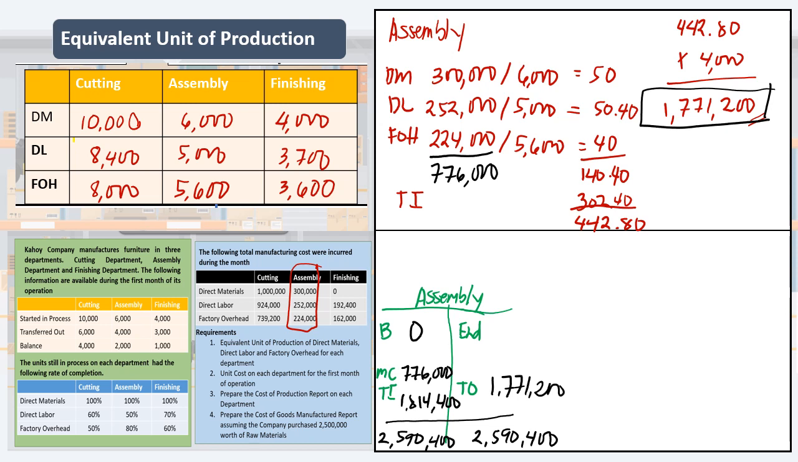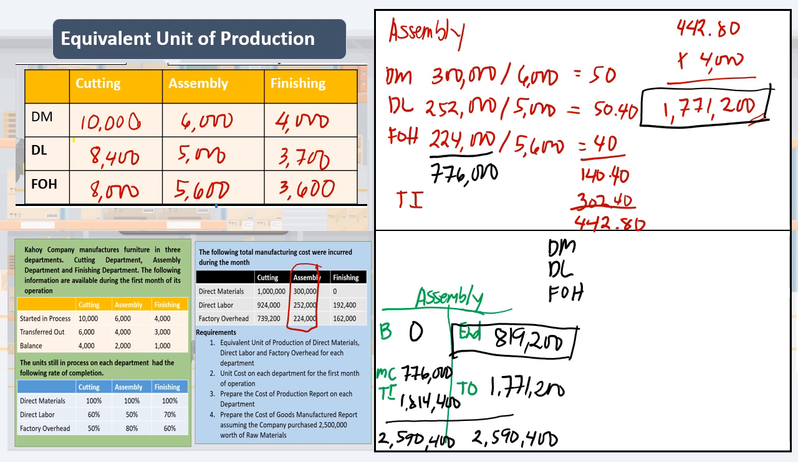So, ibabawas lang natin para makompute naman natin ang ending balance. So, 2,590,400 minus 1,771,200. So, ang lalabas na result doon ay 819,200. So, ito na po yung value ng ating ending balance sa assembly department. So, to check ulit, pwede po natin computein yung ending balance separately just to make sure na tama yung amount na nilagay natin. So, ilagay lang natin dito, direct materials, direct labor, and we have the factory overhead.